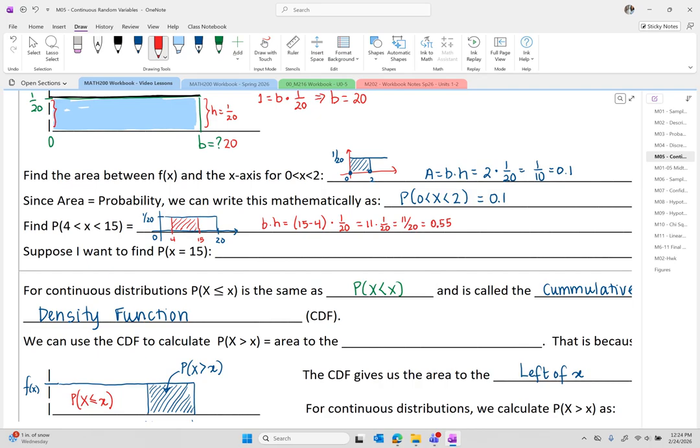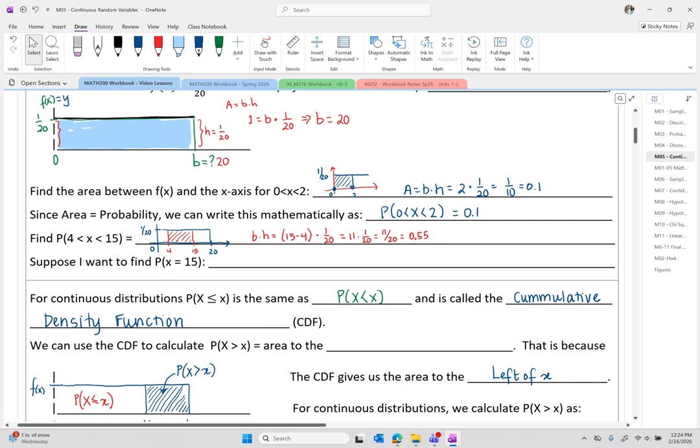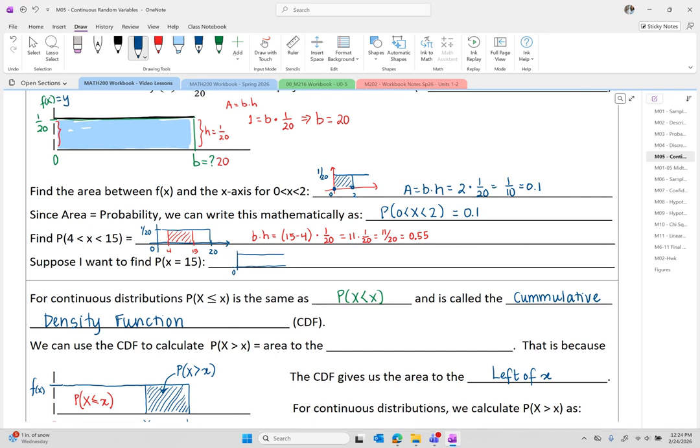Now, suppose that we have a continuous variable and we want to find the probability that x is equal to 15. The problem with continuous variables is that, again, if this is my function and it goes from 0 to 20, and they're asking me for x to be exactly 15, then this rectangle has a base equal to 0, because 15 minus 15 is equal to 0.